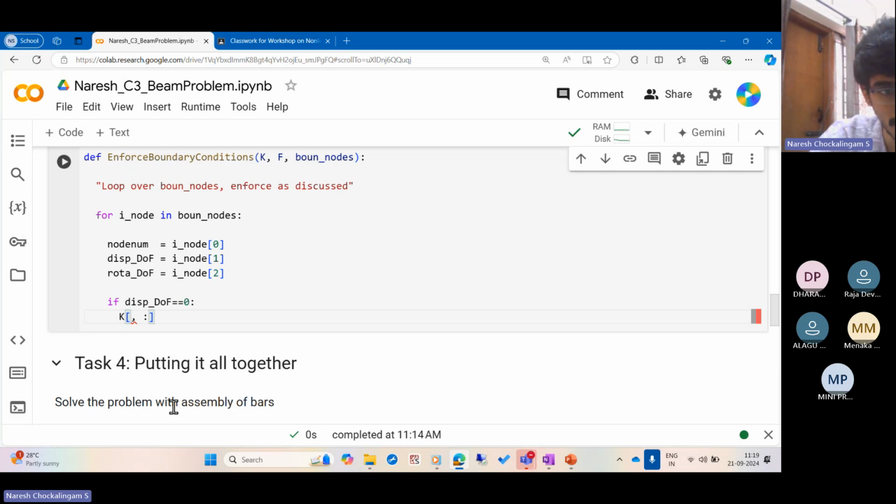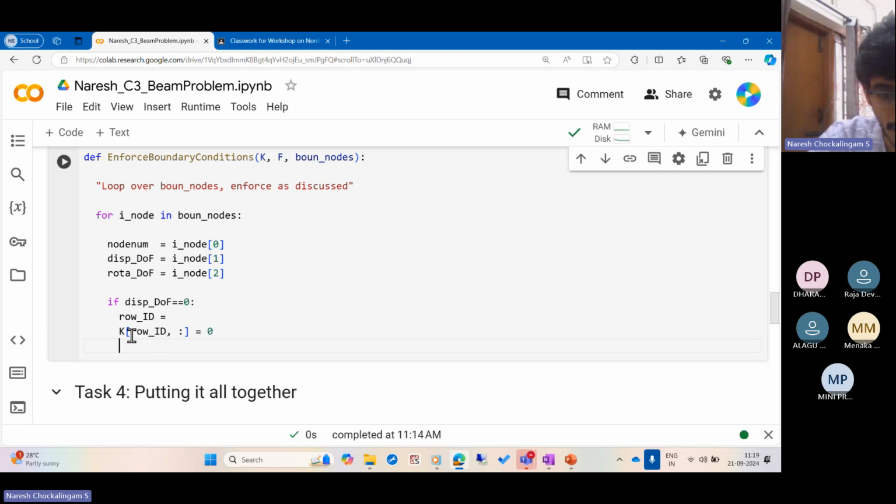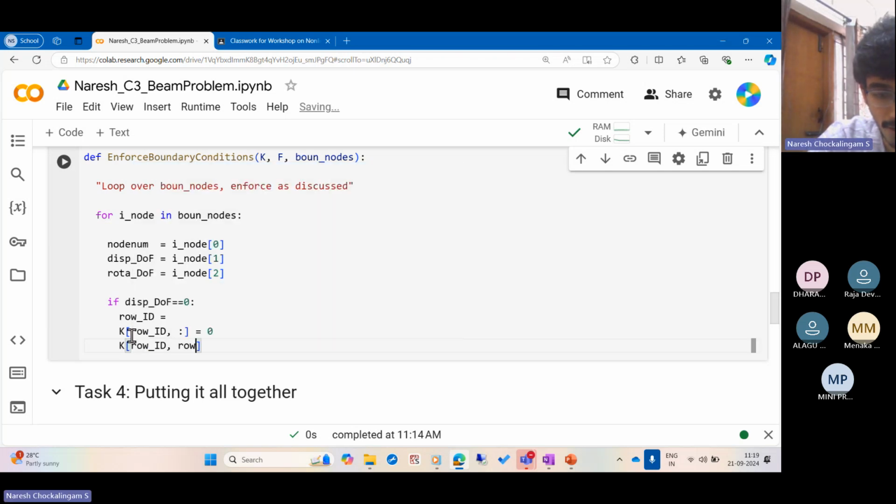What is the row number? Or let me also make row number. What is the row number, or row ID? So some row will become 0. And K of row ID, comma row ID will be what? The diagonal entry will be what? 1, sir. 1. So this is fine. But what is the row ID? That is the important part.